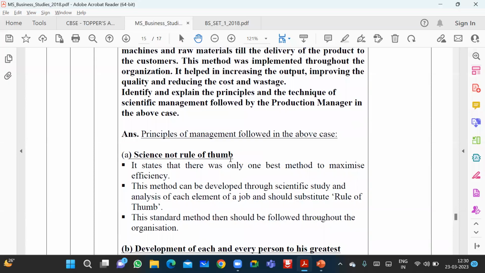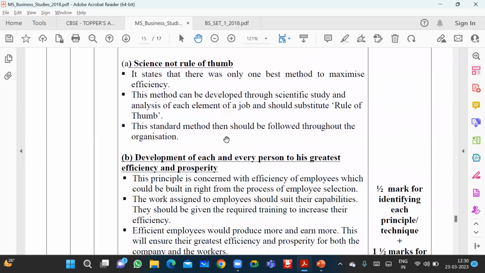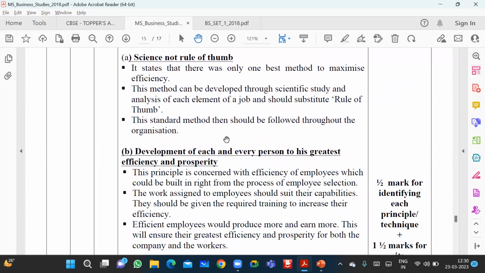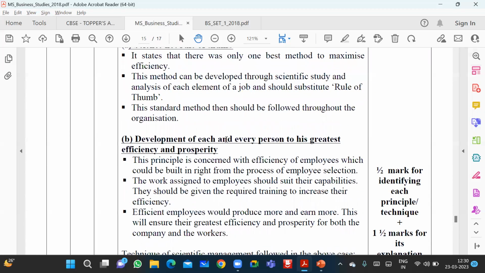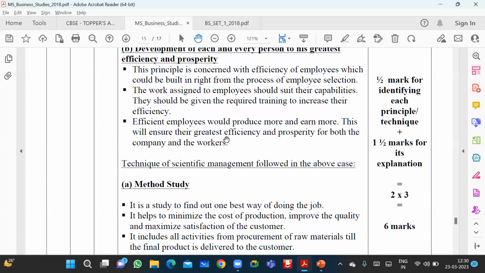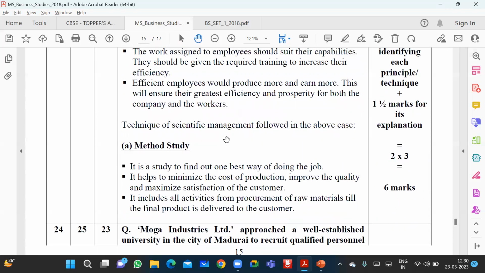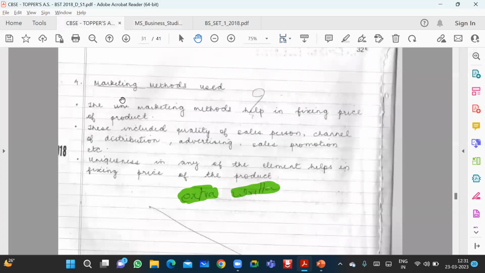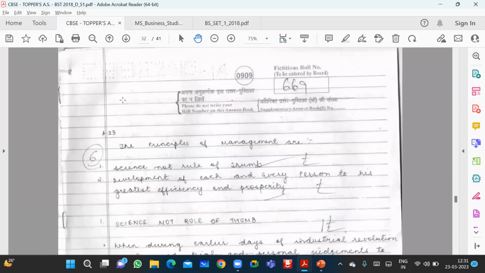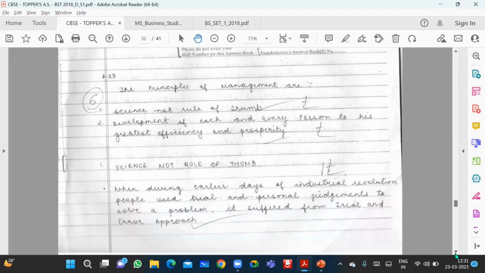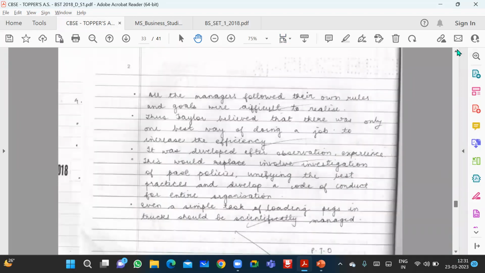If you go through the case study, you will find the principles are science, not rule of thumb. Just write it and explain in about 25 to 30 words. And the second principle is development of each and every person. Then again, you will get half mark for writing this heading and 1.5 marks for the explanation. And the technique is method study. You will find it from the case itself and then explain. Now let's see how the topper has written this answer. You can see the topper has given the same answer, science, not rule of thumb, and then explained.